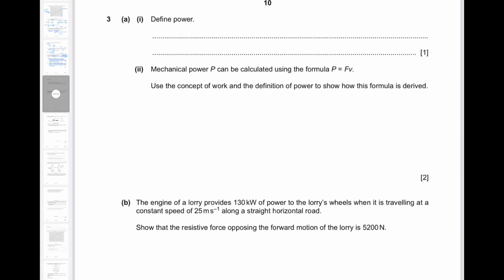Question 3a, part 1, define power. Power is work done per unit time. 2. Mechanical power P can be calculated using the formula power is equal to force multiplied by velocity. Use the concept of work and definition of power to show how this formula is derived.